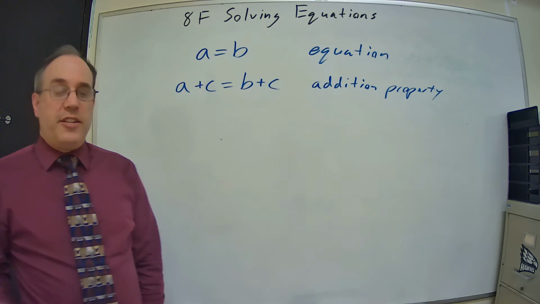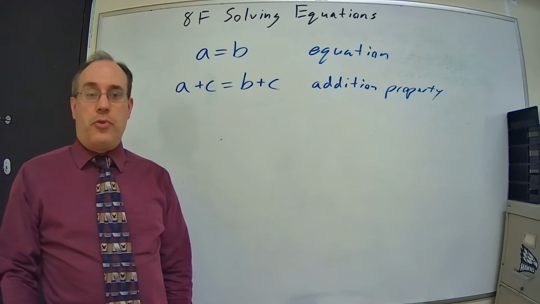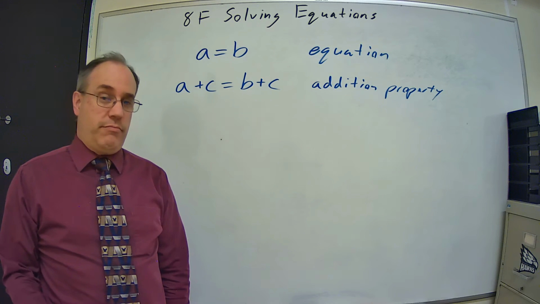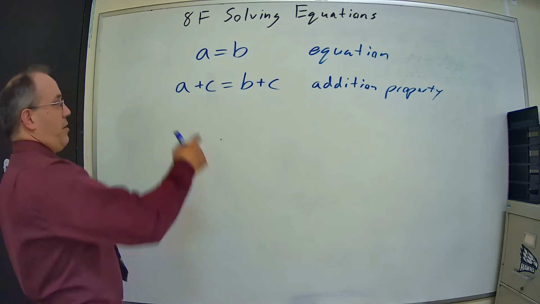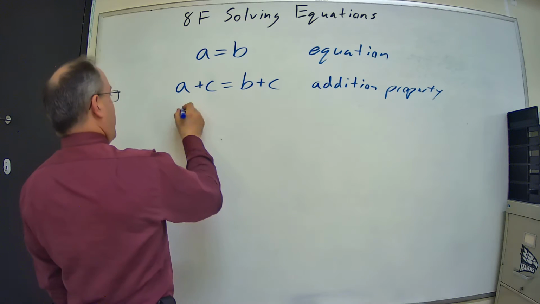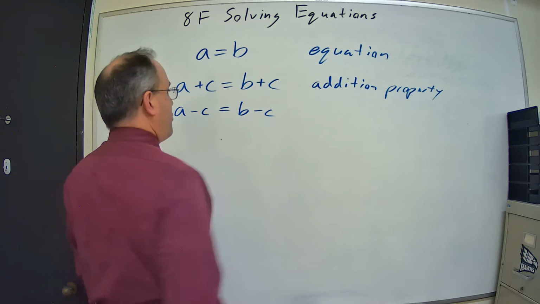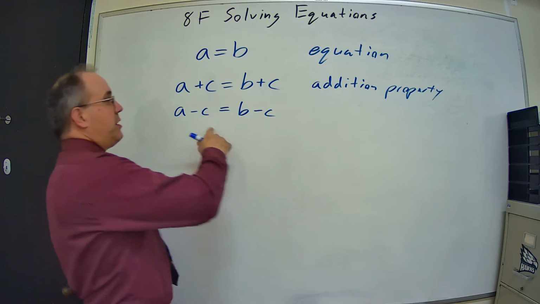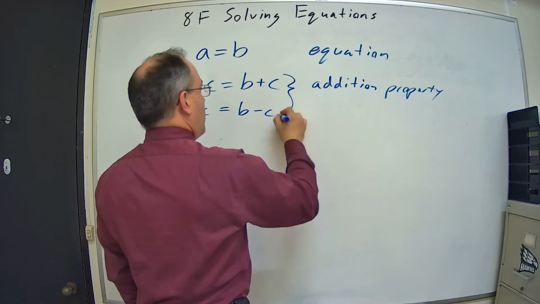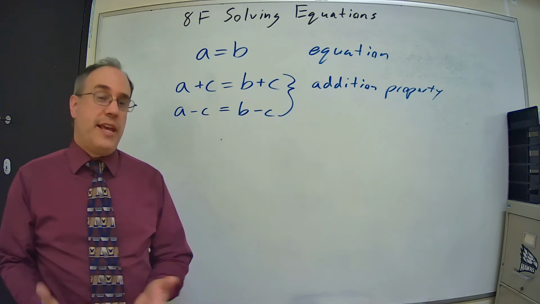Now remember that addition and subtraction are essentially the same thing, right? If you add a negative number, it's the same as subtracting. So we could also say that A minus C is equal to B minus C if you subtract the same thing from both sides. I'm still going to leave that as the addition property because addition and subtraction are essentially the same operation.